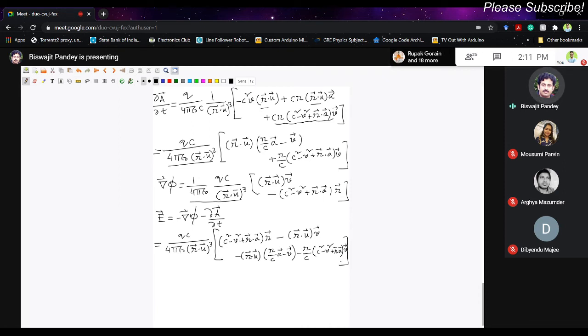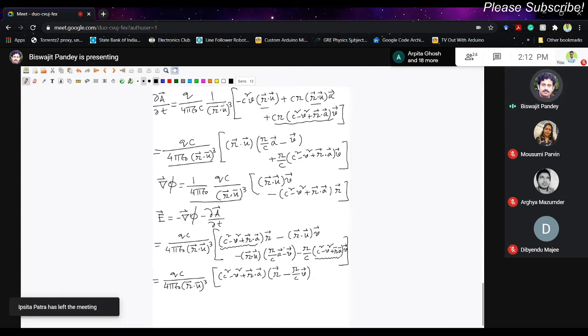Okay, what should be our next step? Let us see if we can simplify this further. Yes, we can simplify because you see this term is common, c square minus b square plus r dot a. So let us take that common. So we will have qc by 4 pi epsilon 0 r dot u whole cube of that. Then I'm taking c square minus b square plus r dot a common. That gives us curly r vector minus r by c into v.